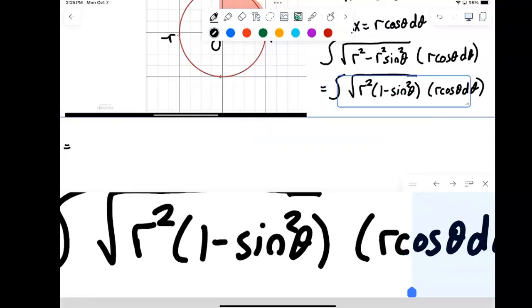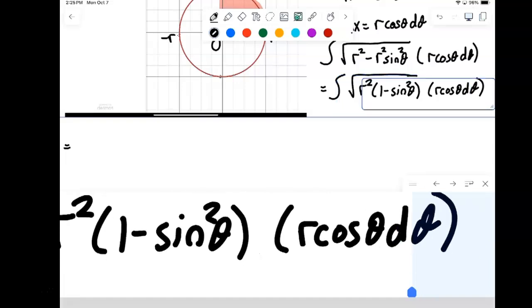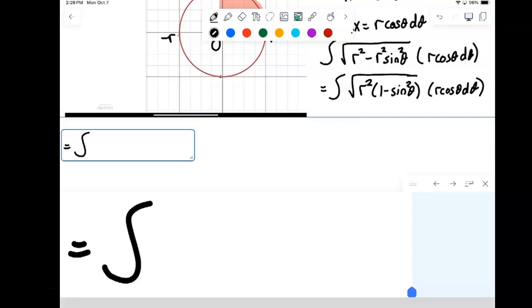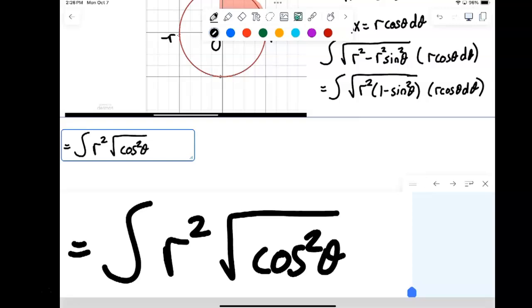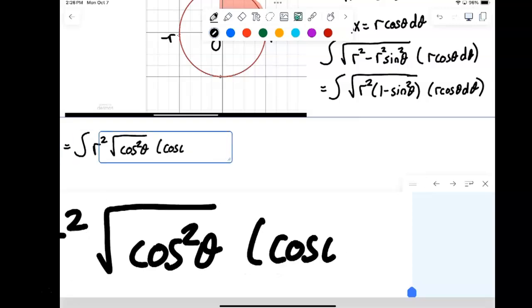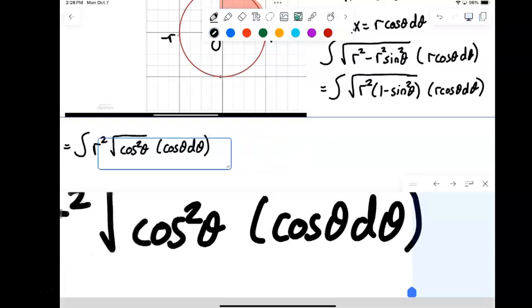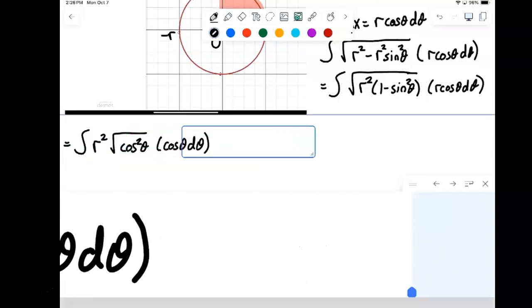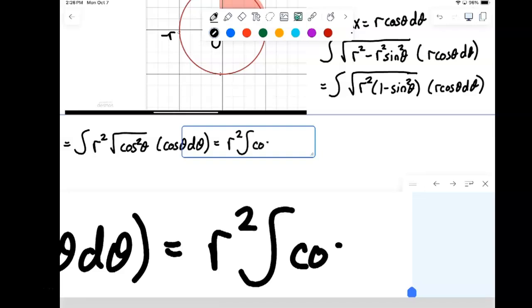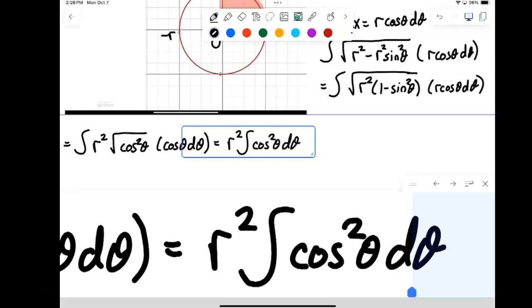So square root of r squared, r is the radius, so it's positive. So square root of r squared is just r. So when I group it with this other r here, right, then I'm going to have an r squared. So integral of r squared. And that's going to be square root of cosine squared times cosine theta d theta. But square root of cosine squared is cosine. And then I'm going to have cosine times cosine. So this all works out to be r squared integral cosine squared theta d theta.